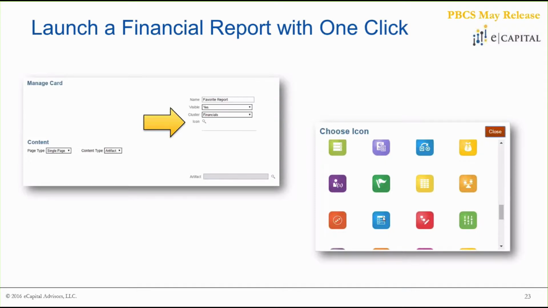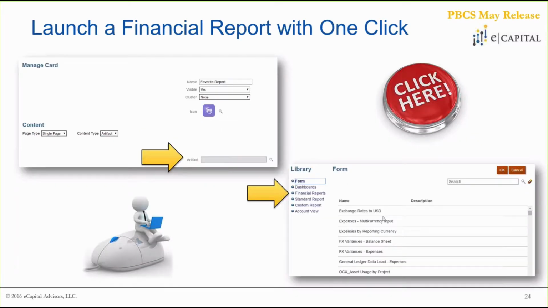The first piece being the name of what you want the new button to be called or the new icon to be called. In this case, I call it my favorite report. I want it to be visible. If you look here, you can define it as clusters, so you can kind of embed that within financials, projects, workforce, or if you just say none, it'll be at the base or the root icon list for your simplified interface. Then you can choose an icon for it too, and there's a large list of icons that you can select from. And then lastly, you'll have an artifact that you'll select. So in this case, it would be a financial report.